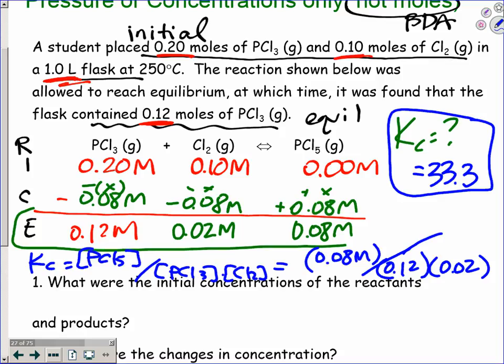If there were aqueous species, you probably would not be finding KP because KP is all about pressure, pressure, pressure. So it's not going to be all gaseous, really. So, answer: what do we get for KP? 0.77 something.